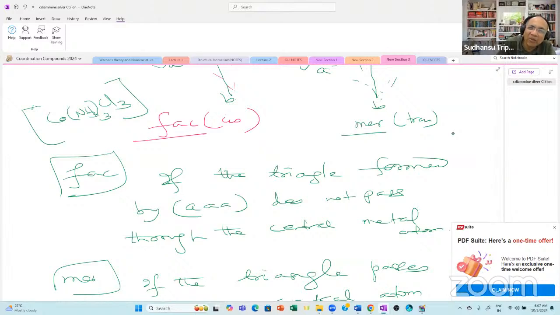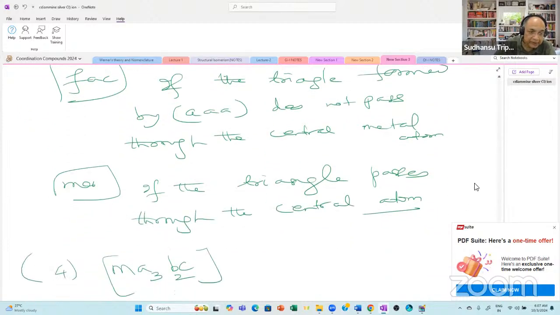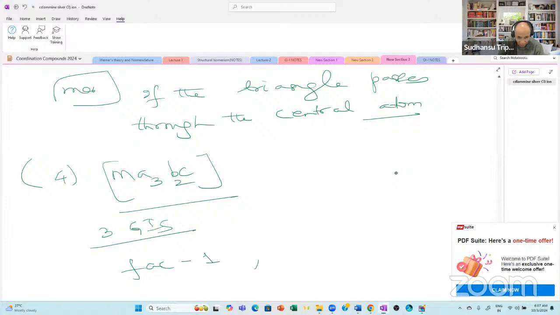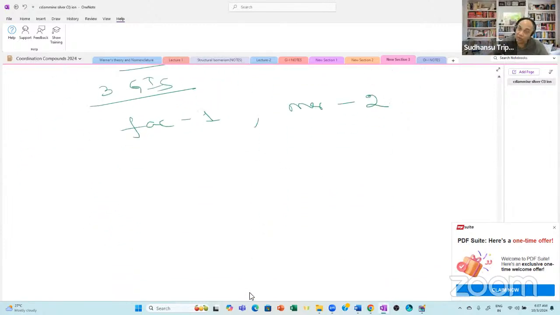If A3B3 is the complex and it is definitely coordination number 6, octahedral is the only choice, then this will have only 2 geometrical isomers, no optical isomers. Fac and mer. Oh, then for A3B2C type, the number of geometrical isomers will be 3. One fac, as some people call cis, and 2 mer. And we have altogether 3. All of them are chiral.